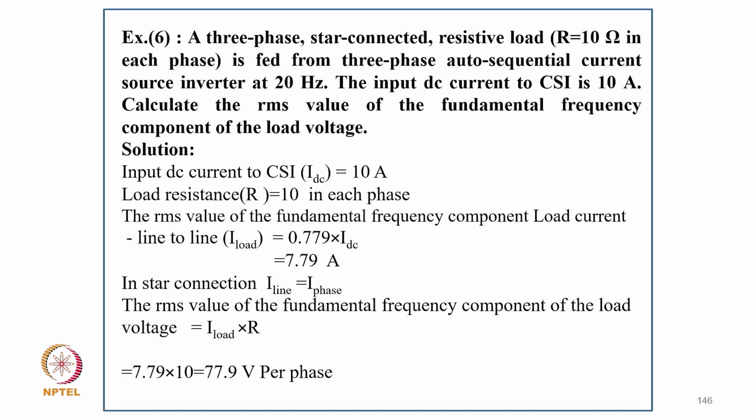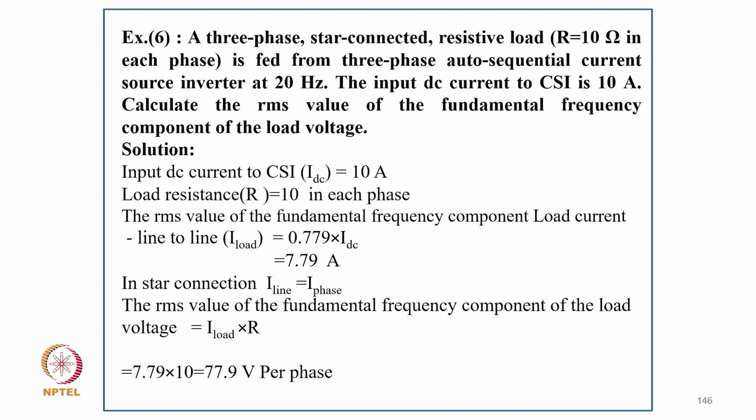So coming to example 6: a 3-phase star connected resistive load of 10 ohm in each phase is fed from the 3-phase auto sequential current source inverter at 20 Hz. The input DC current to the CSI is 10 ampere. Calculate the RMS value of the fundamental frequency component of load voltage.